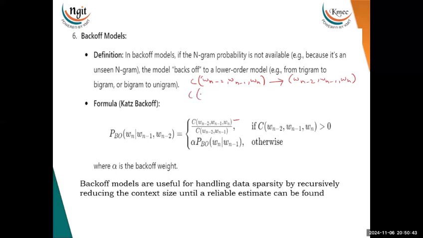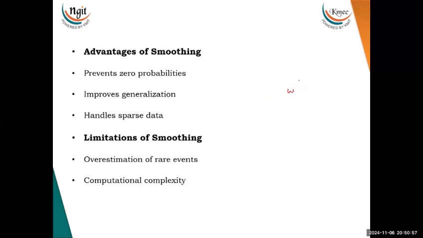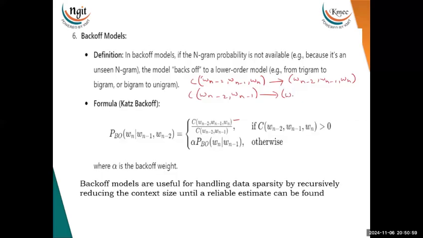Then the count of Wn minus 2, Wn minus 1 is the context, or the count of our bigram context. Sorry, that is n minus 2 comma n minus 1. And of course, alpha is the Backoff weight, which is already given. And the probability of word n given word n minus 1 is the Backoff probability using the bigram.